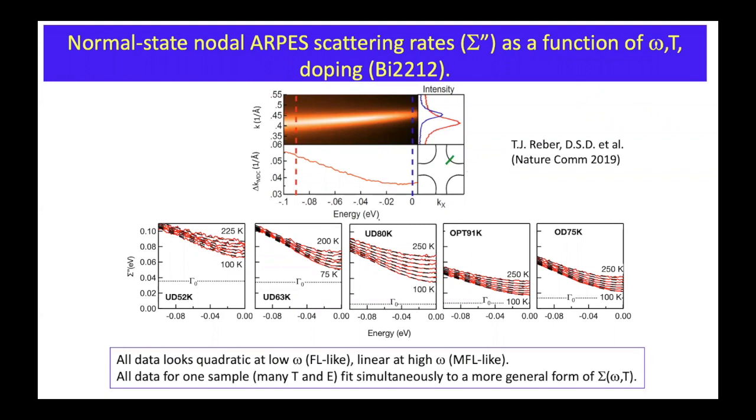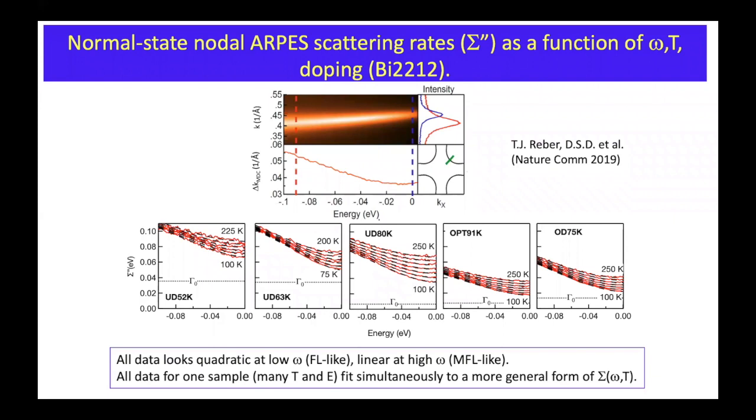At low temperature, there's lower scattering rates or lower sigma double prime or lower momentum widths of these momentum distribution curves. Okay, so you take the momentum width, you multiply by the bare Fermi velocity and you get sigma double prime. So all of this is in the normal state because I don't want to worry about the effect of superconductivity. I'll do that in the next set of slides.